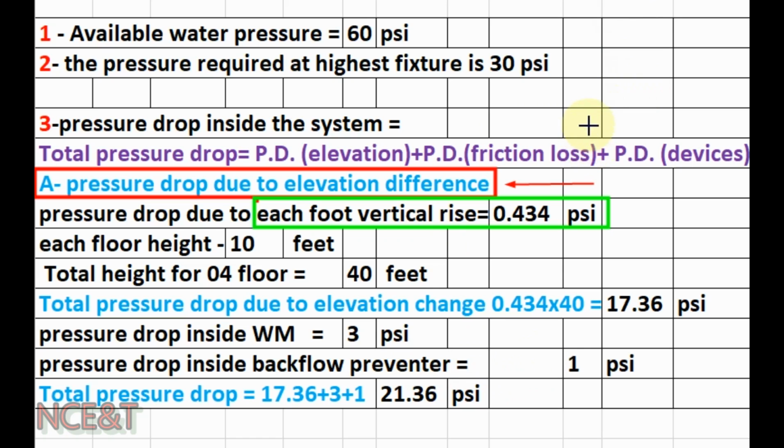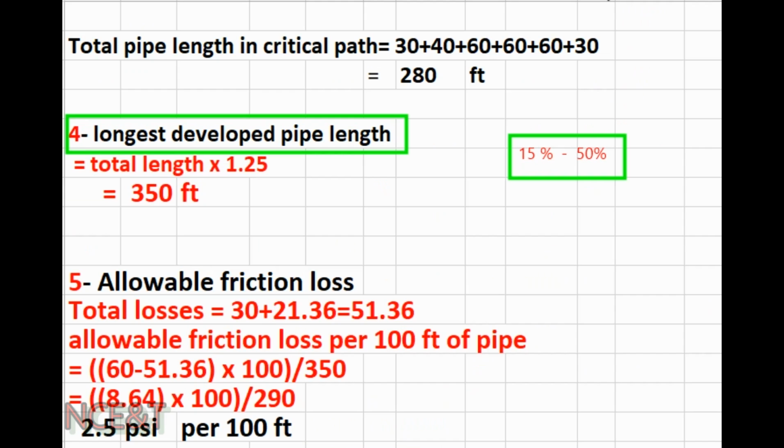At this stage, we will not calculate the pressure drop inside the pipe due to friction loss, as now we are calculating the allowable friction loss for the pipe. Then the total pressure drop inside the system is equal to 17.36 due to elevation difference, plus 3 due to pressure drop inside the water meter, plus 1 due to pressure drop inside the backflow preventer, and it will be equal to 21.36 psi. Let us now calculate the longest developed pipe length.